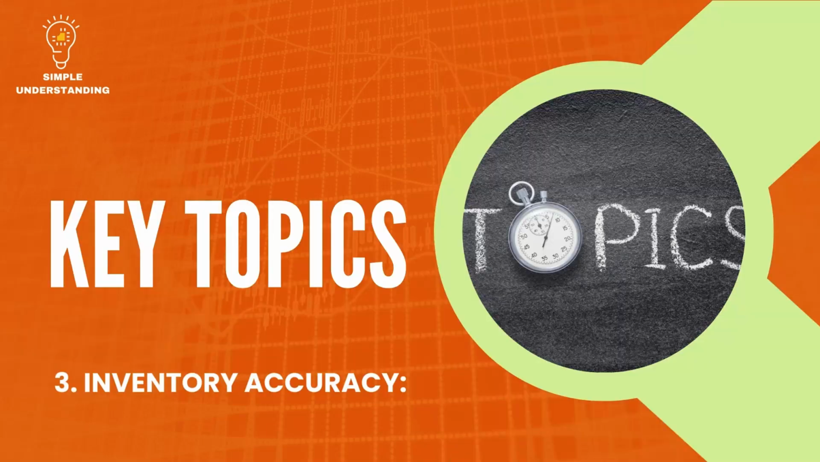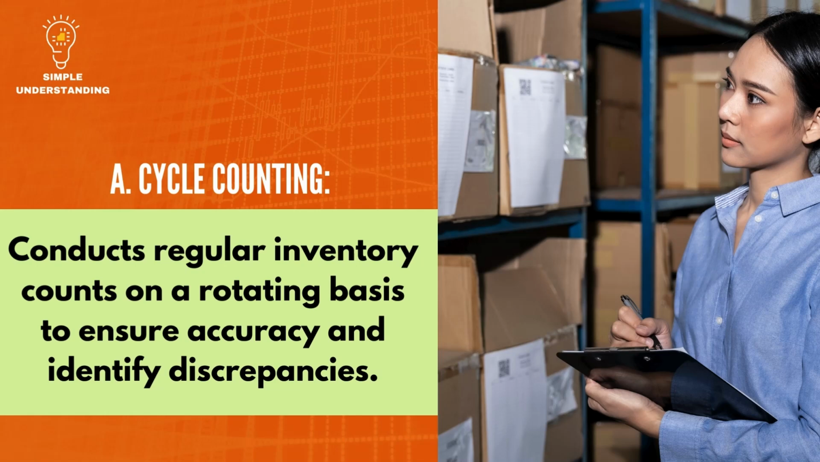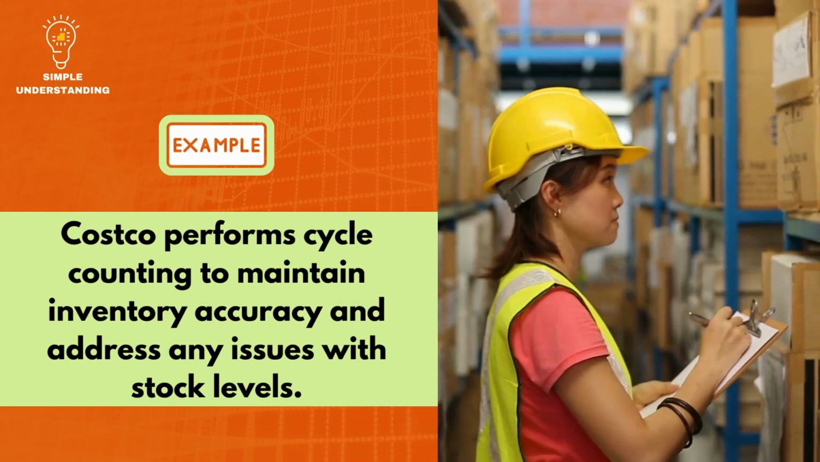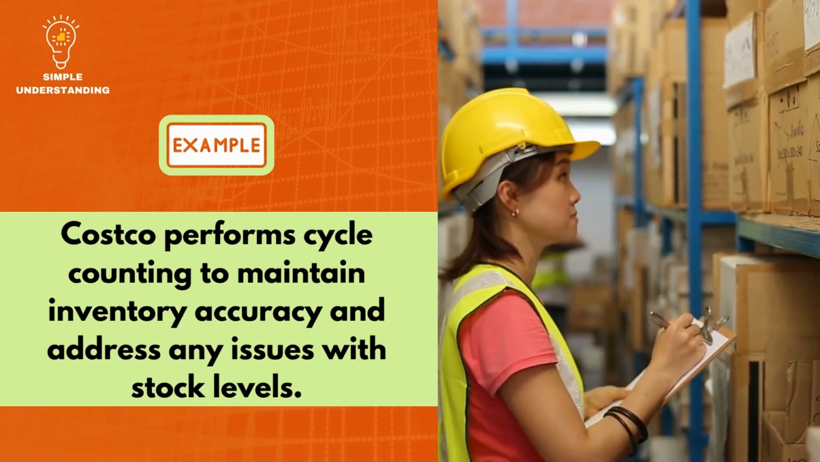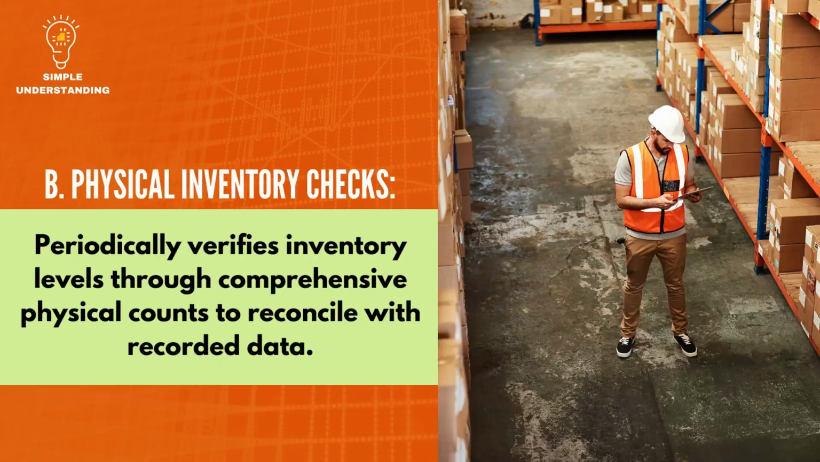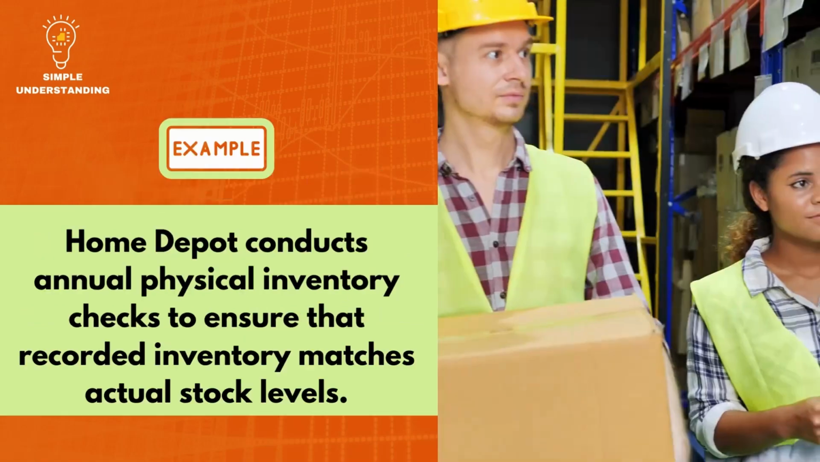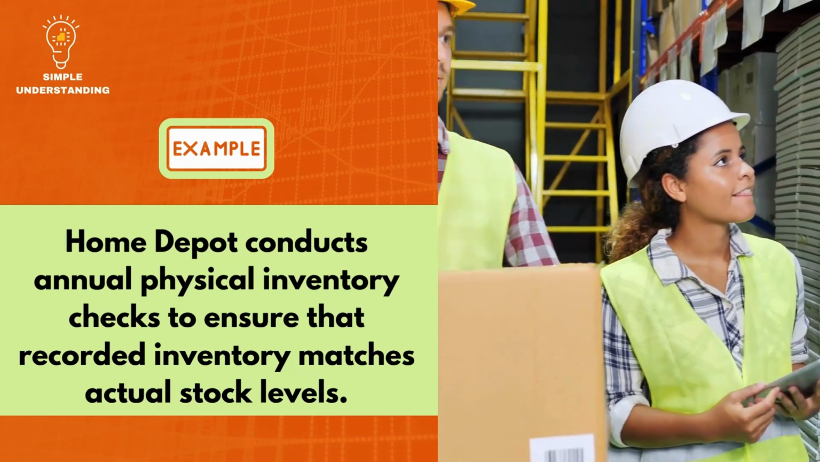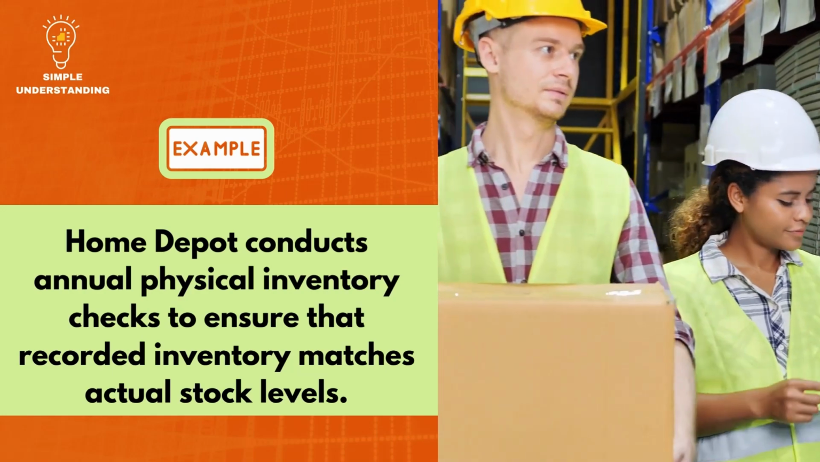Inventory accuracy. A. Cycle counting conducts regular inventory counts on a rotating basis to ensure accuracy and identify discrepancies. Example: Costco performs cycle counting to maintain inventory accuracy and address any issues with stock levels. B. Physical inventory checks periodically verifies inventory levels through comprehensive physical counts to reconcile with recorded data. Example: Home Depot conducts annual physical inventory checks to ensure that recorded inventory matches actual stock levels.